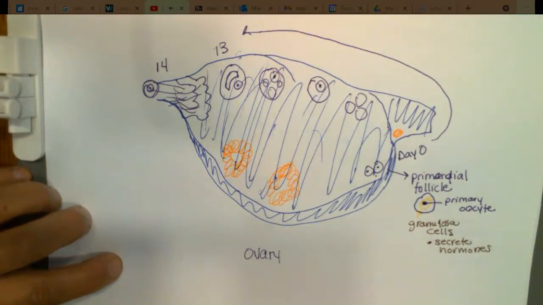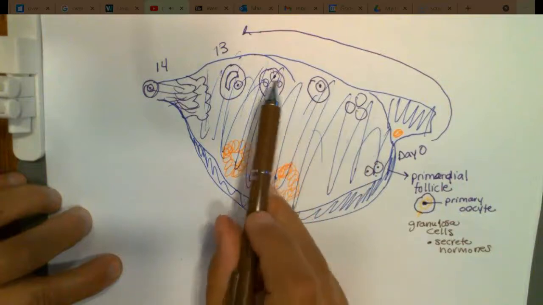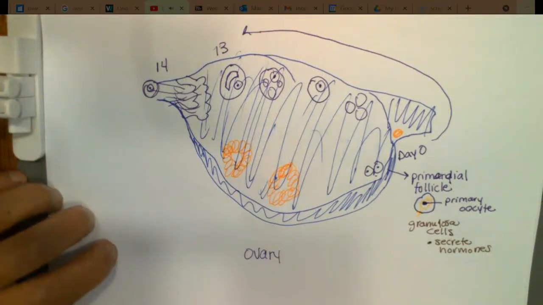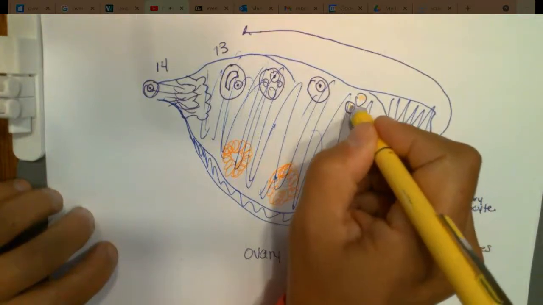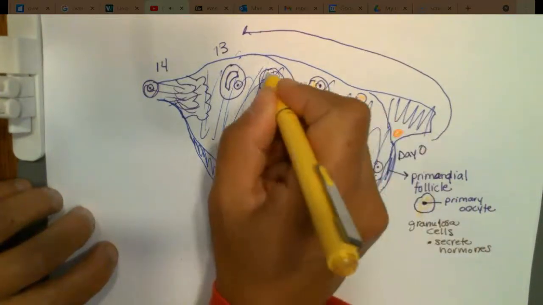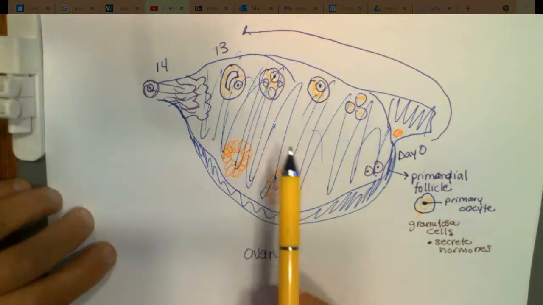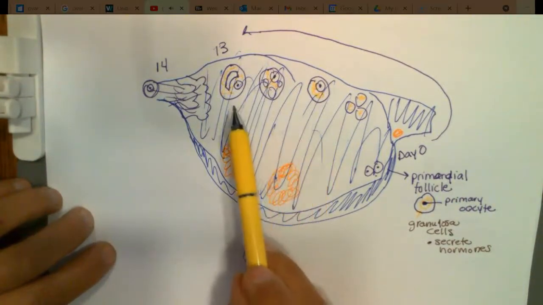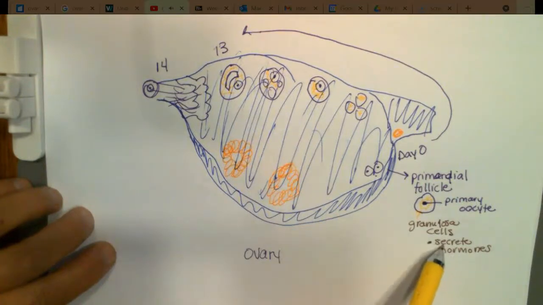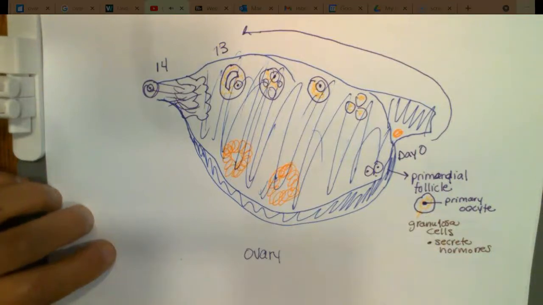If you look here, as this follicle matures, we're going to end up with more granulosa cells. They're going to multiply and fill in. So keep in mind that as we mature, we're going to have more granulosa cells. And because we have more cells, we're going to have more hormones, because we have more of these cells secreting it. So that's our starting point, a primordial follicle.